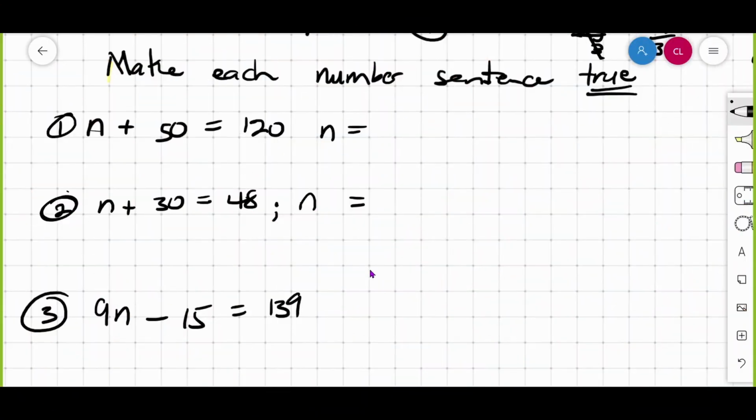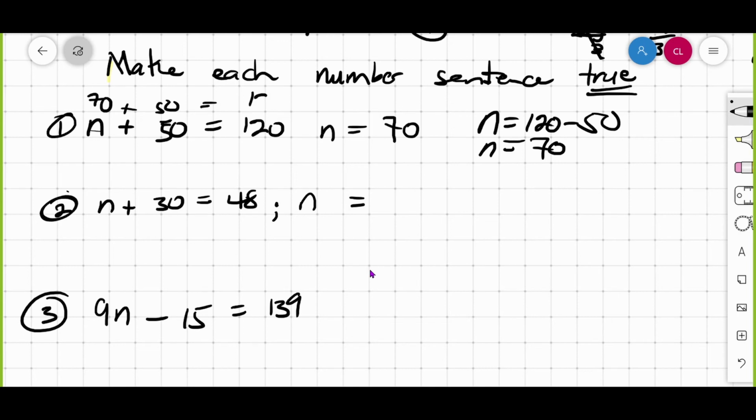Let's make these true now. N plus 50 equals 120. What would I need to do? N would be equal to what? Sir, 60? 6 and 5 is 11. Oh, so 70. N would be equal to 70. How did I get that? It would be N is equal to 120 minus 50, and so N is equal to 70. Why? Because if I say 70 plus 50, then that will be equal to 120. Clear? Yes, like 7 plus 5.